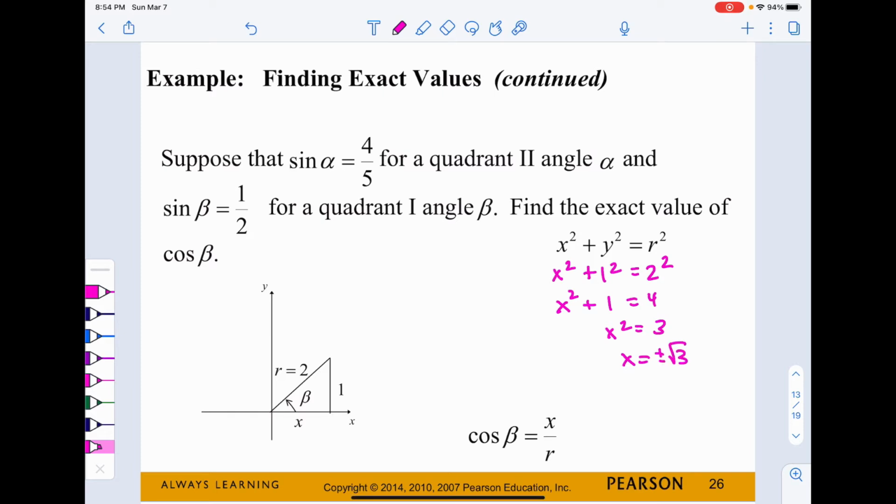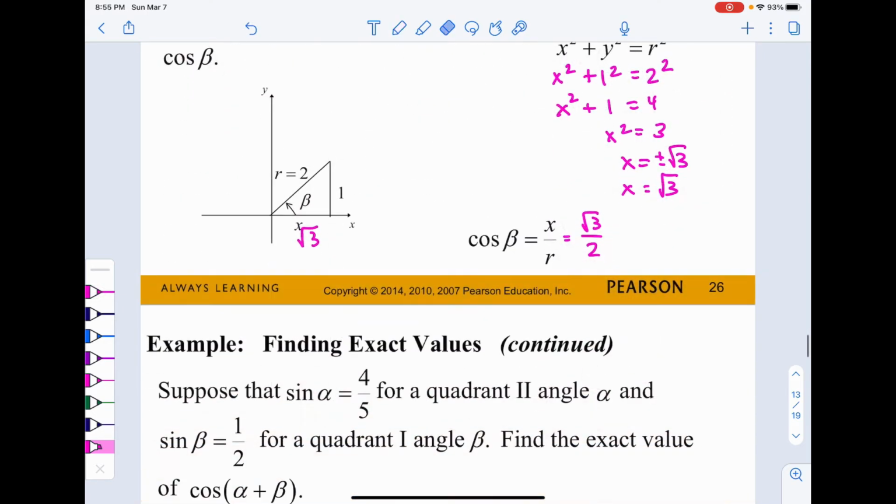Now in that case, since we are in quadrant 1, it has to be just a positive root 3 for our x value. So our cosine of beta is equal to our x value divided by our radius. We're going to end up with root 3 divided by 2.